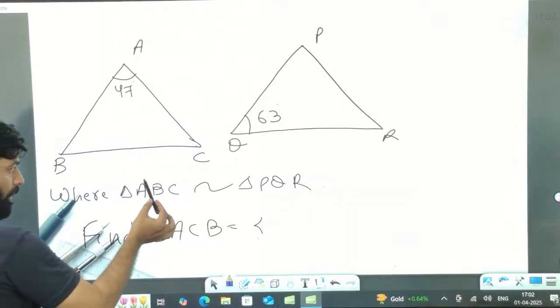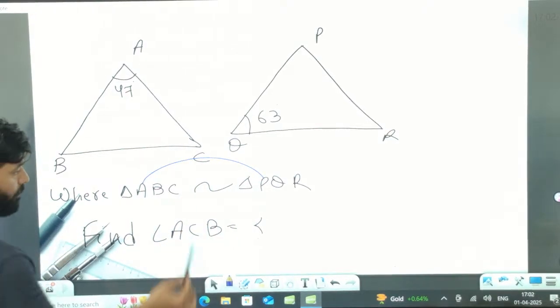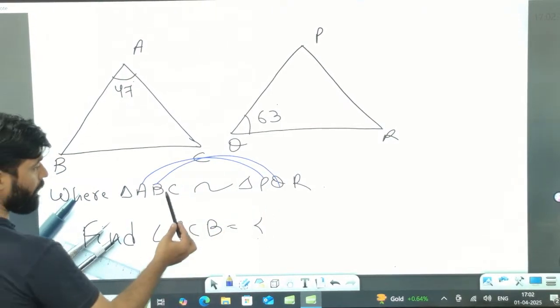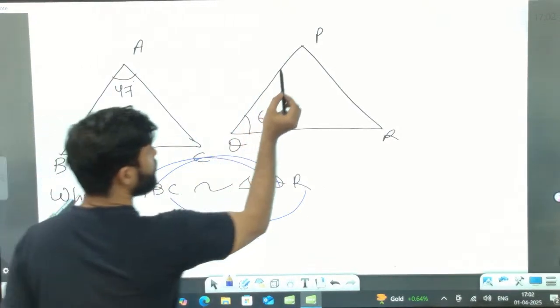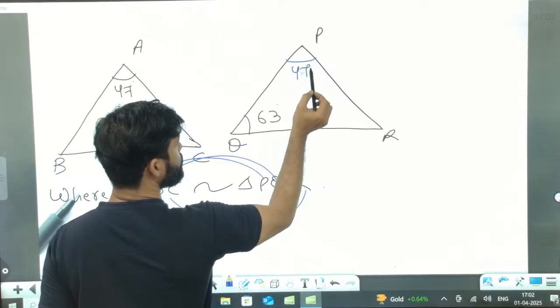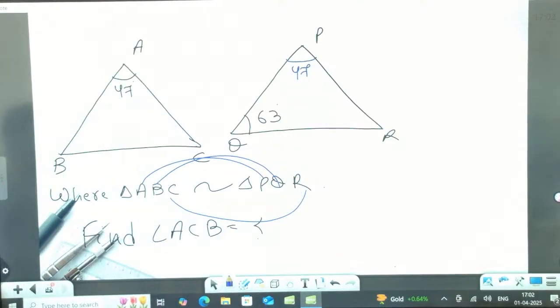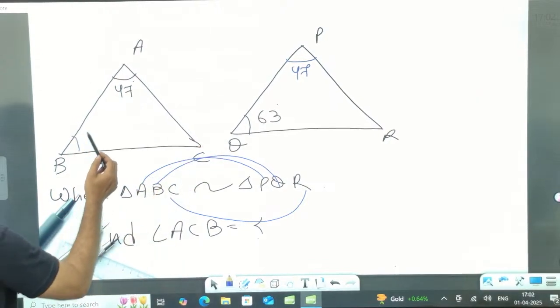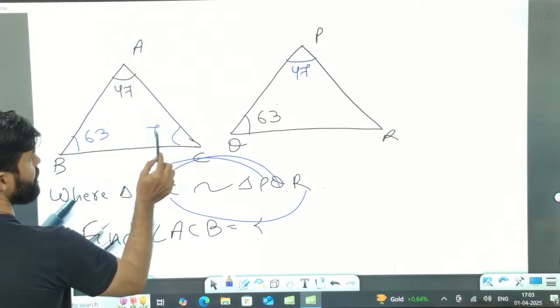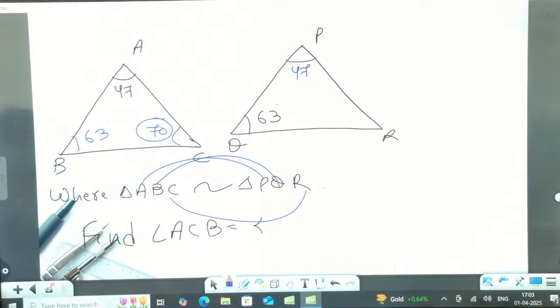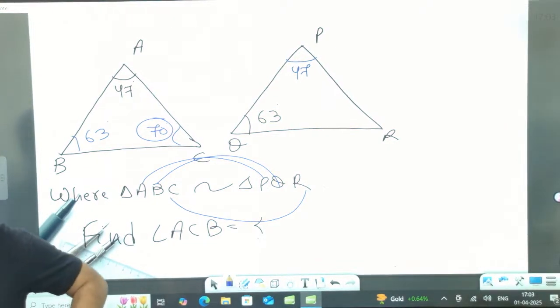See, angle A will equal angle P, angle B equals Q, and angle C equals R. Angle A is 47, so this has to be 47. Okay. Angle Q is 63, so B has to be 63. Now we have two angles in the triangle, 63 plus 47, 110, so this angle is 70. And if angle C is 70, angle R has to be 70 also. Okay. Got it.